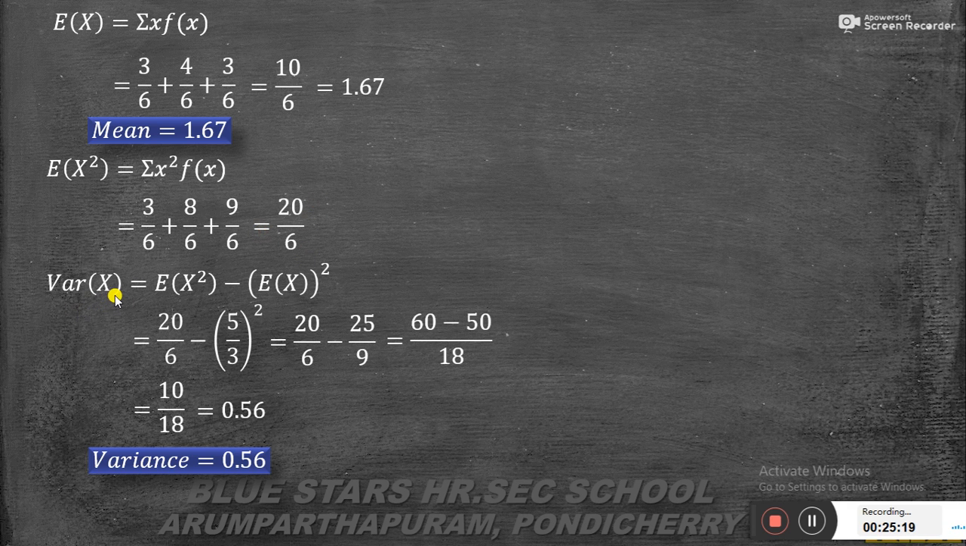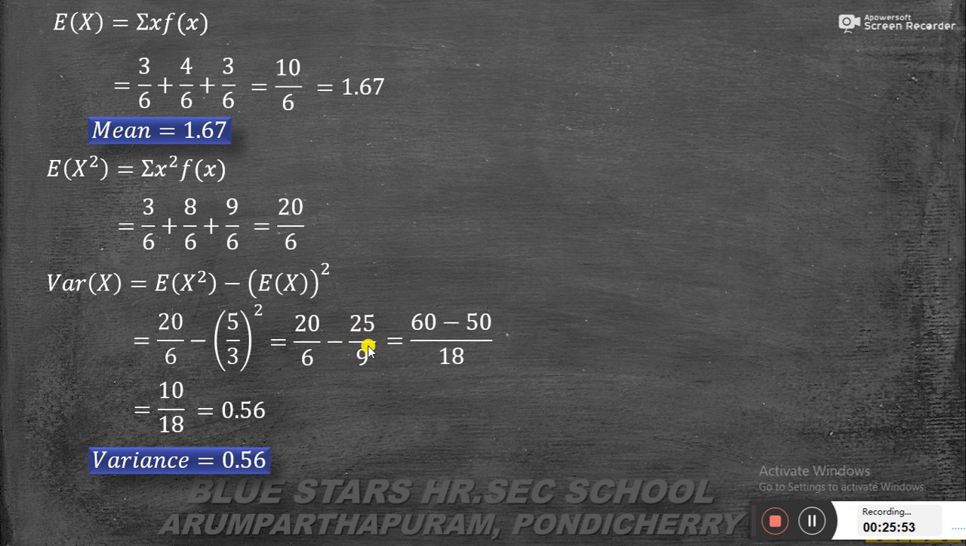Therefore, we will calculate the variance. Variance of x equal to expectation of x square minus expectation of x whole square. Expectation of x square is 20 by 6 minus expectation of x, which is 5 by 3, whole square. So, 20 by 6 minus 25 by 9. So, we take the LCM, which is 18. I convert the first term denominator into 18. 6 3s are 18. So, multiply and divide by 3. So, 20 into 3, 60 by 18.